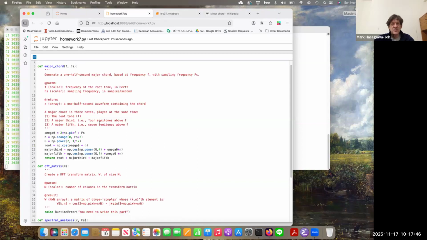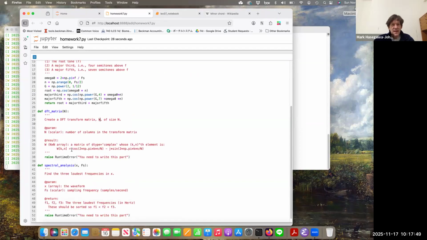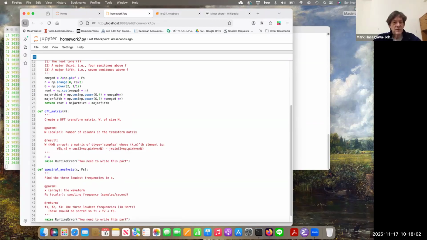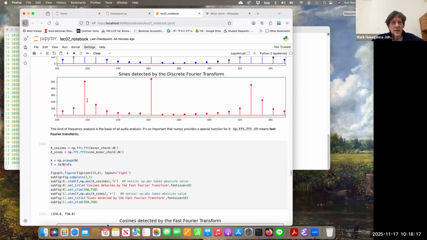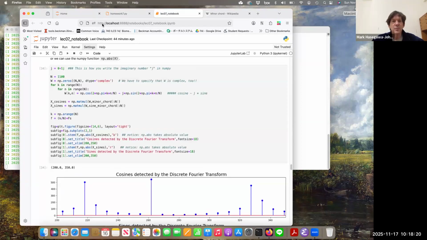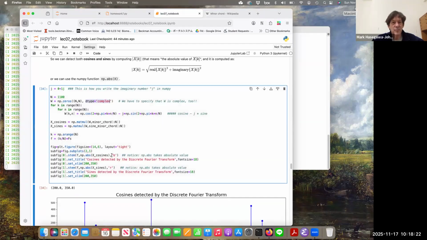We want to create a matrix W whose kn-th element is j times the sine of 2 pi kn. That's already almost given to us. We want to create a W matrix, which is zeros of n by n, and we want to make sure that it's complex. And for that, we need to type dtype equals complex, I think. Let's go back and check what I did last time. W dtype equals complex. There we go. We need to specify that it's complex valued.